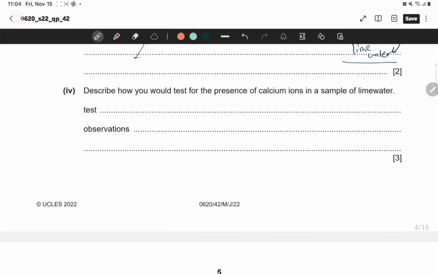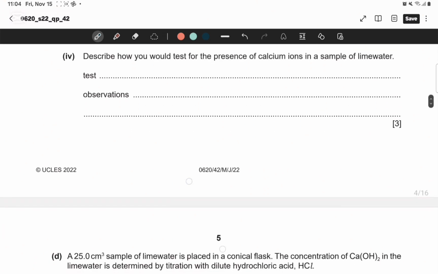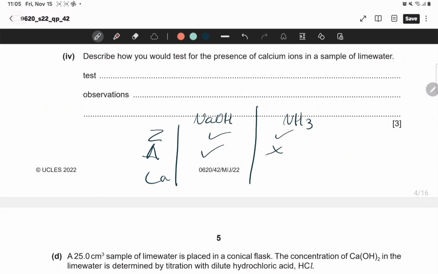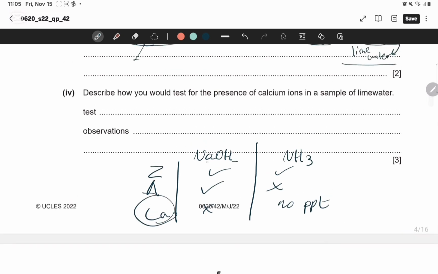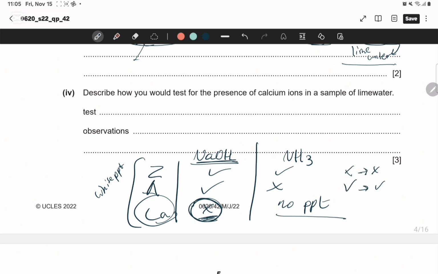Describe how you would test for the presence of Ca ions in a sample of lime water. If you remember ZAC, it's Ca, so in NaOH and NH3, it's tick tick tick, X X, and no precipitate. So calcium in NaOH gives a white precipitate, because this whole table is white precipitate that doesn't dissolve in excess. X means it doesn't dissolve in excess, tick means it dissolves in excess, and no precipitate means no precipitate. So again, Ca gives a white precipitate with NaOH that doesn't dissolve in excess, and with NH3 it gives no precipitate.